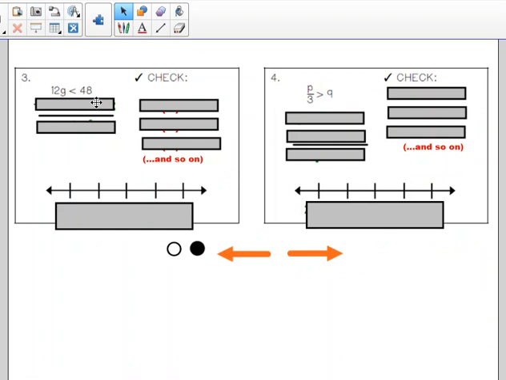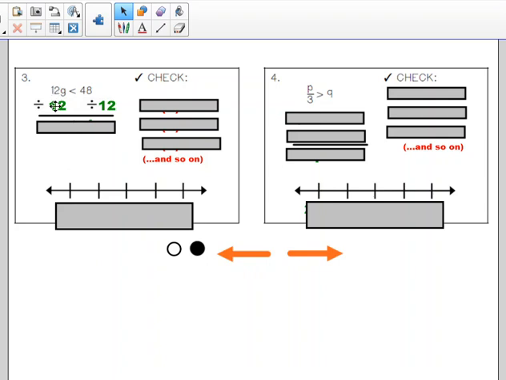12g is less than 48. Again, we want to get our variable by itself and think about what's happening to it now. It's being multiplied with 12. So we want to undo that. We want to use the inverse operation of multiplying, and that would be dividing by 12. I divide both sides of that problem by 12.